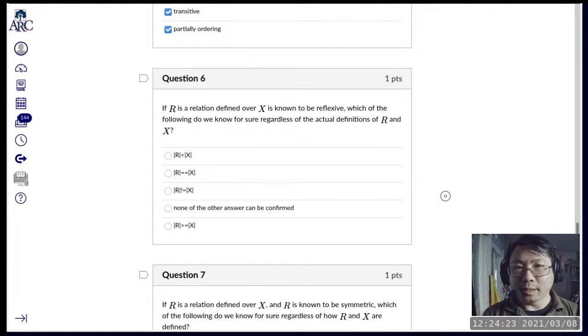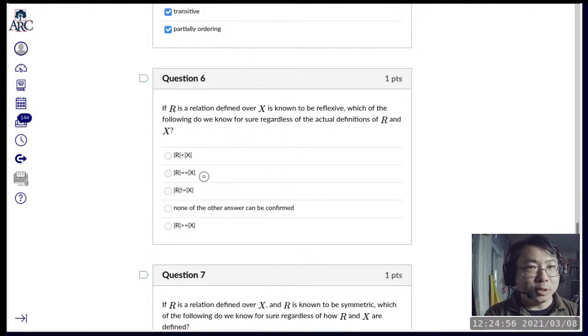Question number 6 is asking, if R is a relation defined over X and it is known to be reflexive, which of the following do we know for sure, regardless of the actual definitions of R and X? So the only thing we know is it is reflexive. Let's check this out. We know that the cardinality of R is less than the cardinality of X has to be false. So don't even bother with this one.